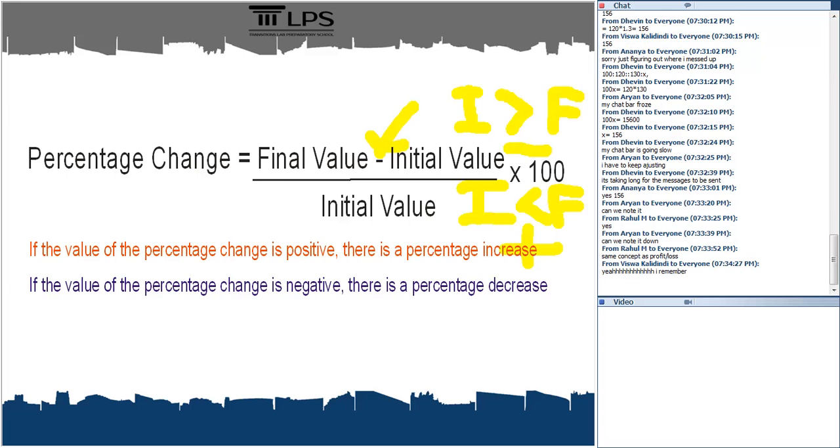Another place where most students make a mistake in this formula is that the denominator is the initial value. Yes, Rahul, you are right. The same concept for profit loss also. Good contribution, Rahul. Very good. You have started relating things to what you have already learned in class. Yes, it's the same concept like profit loss. There are also formulas for profit percentage and loss percentage, but that we can see in another class. Today we will be focusing on percentage increase and percentage decrease.